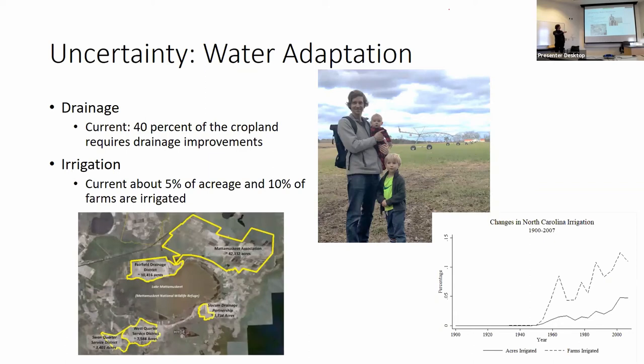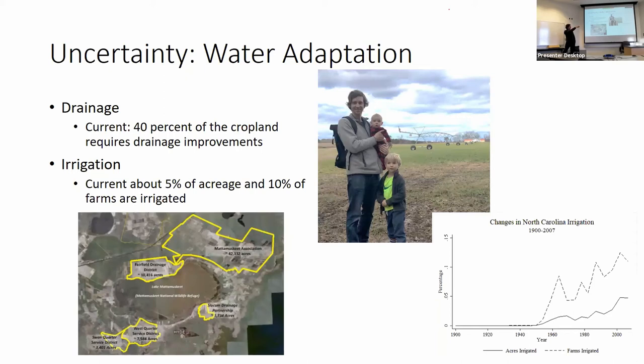And irrigation, currently about 5% of acreage and 10% of farms are irrigated, but this has been growing, like I said, for the last 50 years in the East and in North Carolina too. So you can sort of see the pattern of irrigation, acreage and number of farms irrigated here. And here is a picture of a center pivot with me in the foreground.